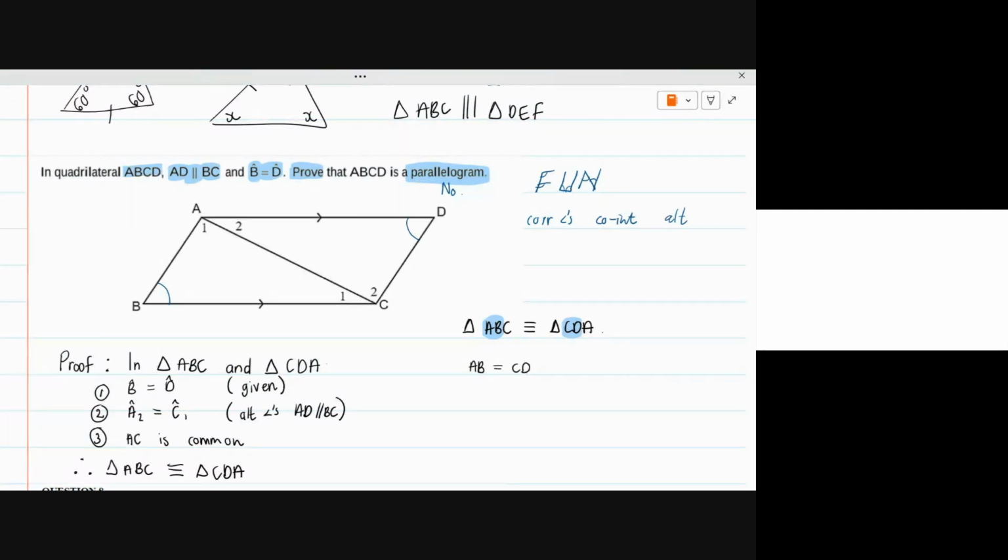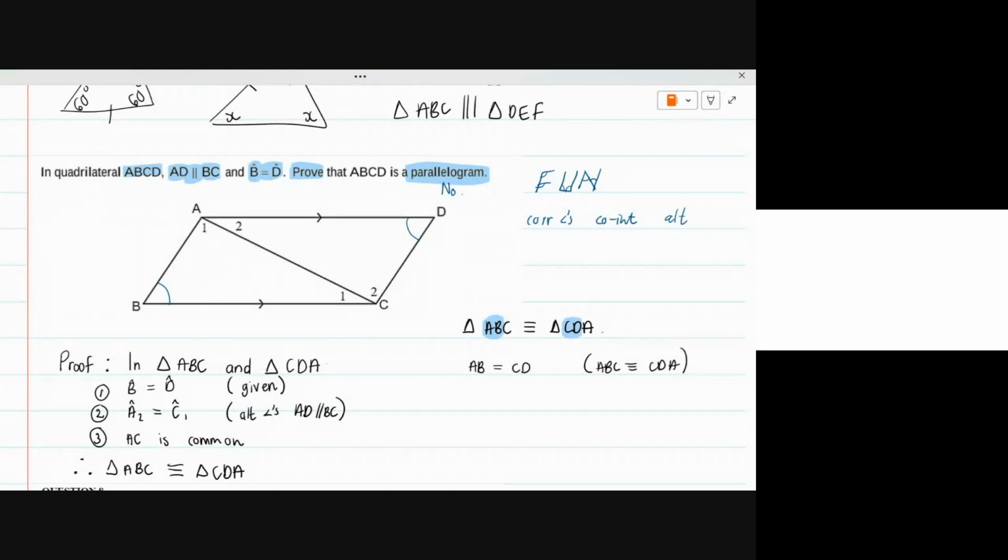Do you see the difference, Javiso? Only now can we make those kinds of comparisons. After we've proven congruence, then we can say that they're equal to each other. Okay, and our reason is going to be the congruent triangles. You can say ABC congruent to CDA.